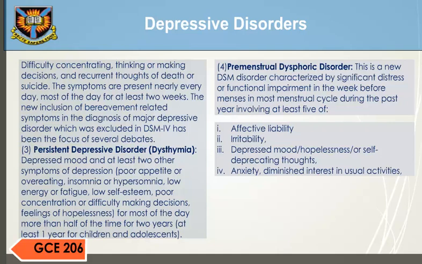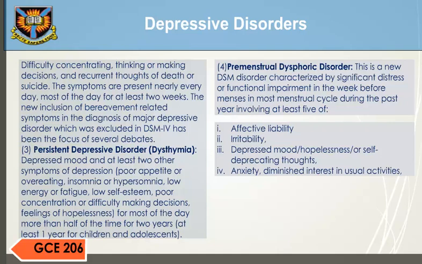3. Persistent depressive disorder, dysthymia. Depressed mood and at least 2 other symptoms of depression: poor appetite or overeating, insomnia or hypersomnia, low energy or fatigue, low self-esteem, poor concentration or difficulty making decisions, feelings of hopelessness. For most of the day, more than half of the time for 2 years, at least 1 year for children and adolescents. 4. Premenstrual dysphoric disorder.